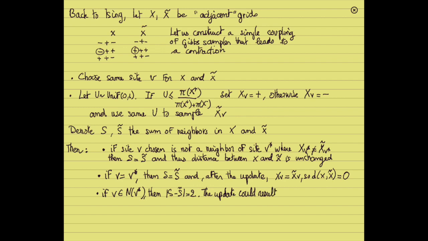Because V star is one of the neighbors. And so it's possible that the update could increase the distance between the grids now. So it's possible that after the update, X(V) would be different than X tilde(V). And that would happen with probability given by the difference between the probability of updating to a plus in the grid X and in the grid X tilde.